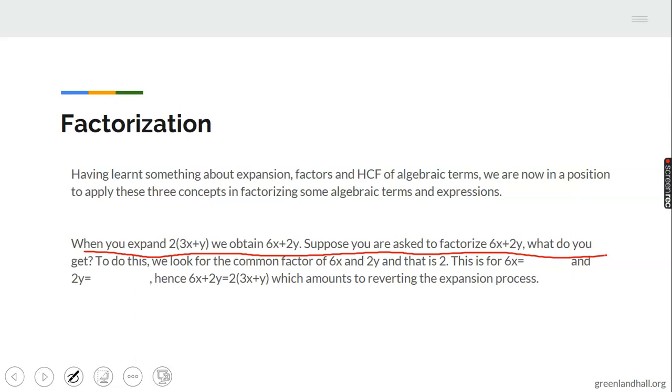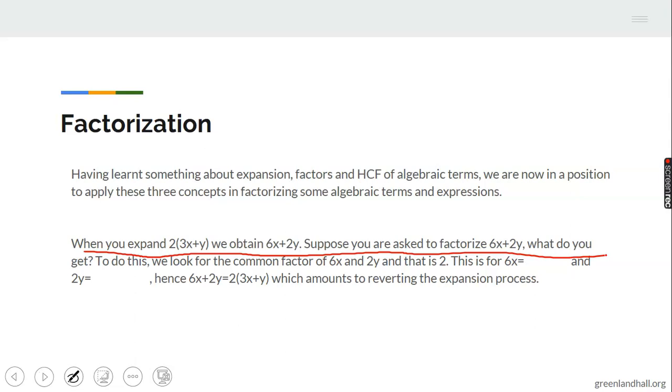Look at this. Now we want to factorize 6x plus 2y. First, you look out for the common factors between 6x and 2y, and that will be 2. So when you bring out 2, the resulting expression here will be 3x, then this will be y. Let me explain again.